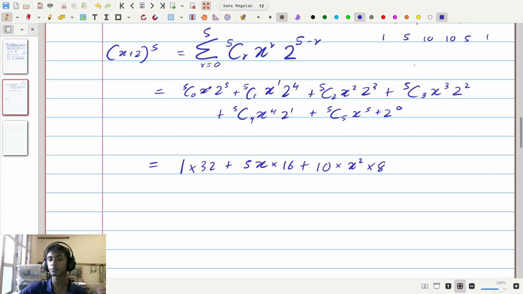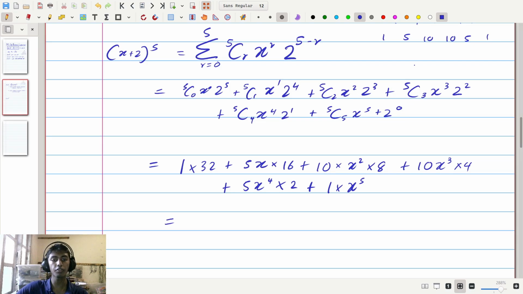So times 8. The next term after that is going to be 5 choose 3, which is again, as we saw, 10, times x to the power of 3, so x cubed, times 2 to the power of 2, which is 4. So times 4. The next term after that is 5 choose 4, which is 5, times x to the power of 4, times 2 to the power of 1, so times 2. And the last term is 5 choose 5, which is 1, times x to the power of 5, times 2 to the power of 0, which is 1, so times 1.